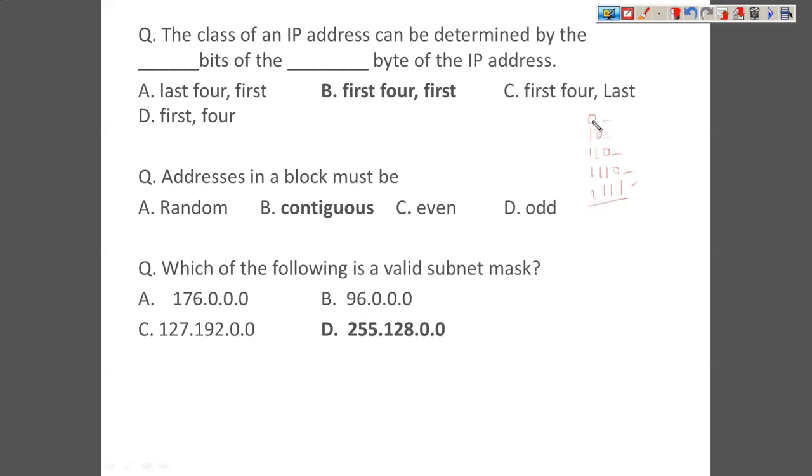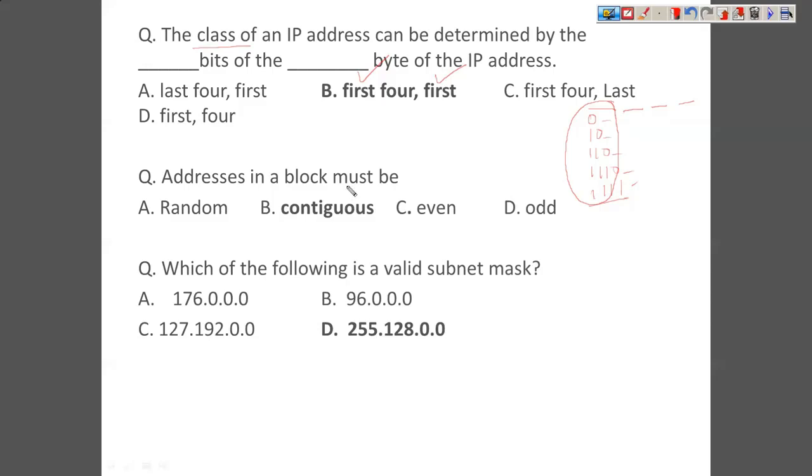Okay. And also these bits are from the first octet. So actually we have 4 octets: 8 bits, 8 bits, 8 bits, 8 bits. So you have to look into the first octet. So the answer is you have to look at the first 4 bits. From the first byte of the IP address, we can find out the class. Okay, this is the answer.